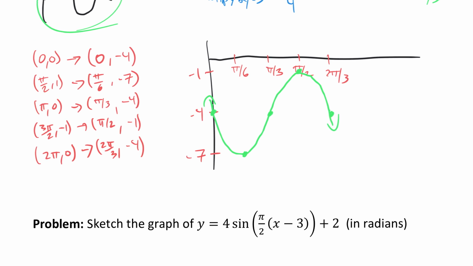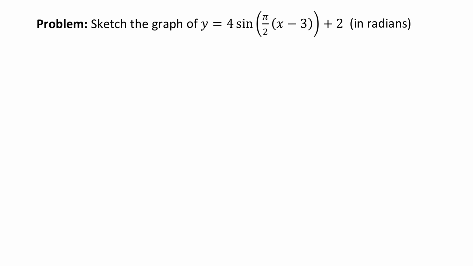All right, let's look at a real doozy here. We've got y equals 4 sine(pi over 2 times (x minus 3)) plus 2. My goodness, this has almost all the transformations. I'd encourage you to pause the video and give this one a try. See if you can get the correct mapping for all the points.